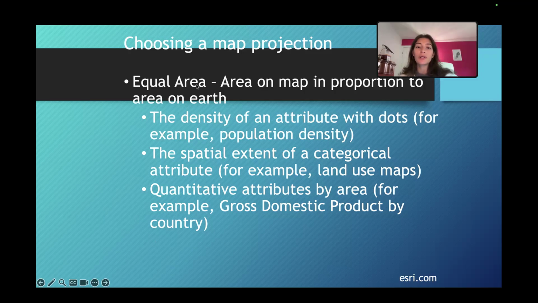If we're looking at equal area, this is an area on map in proportion to area on Earth. The spatial extent of a categorical attribute is important to you in this case, the density of an attribute with dots, or quantitative attributes by area. So if you're looking at something like GDP, you may want to use equal area. If you're looking at land use maps or population density, you may want to use equal area.